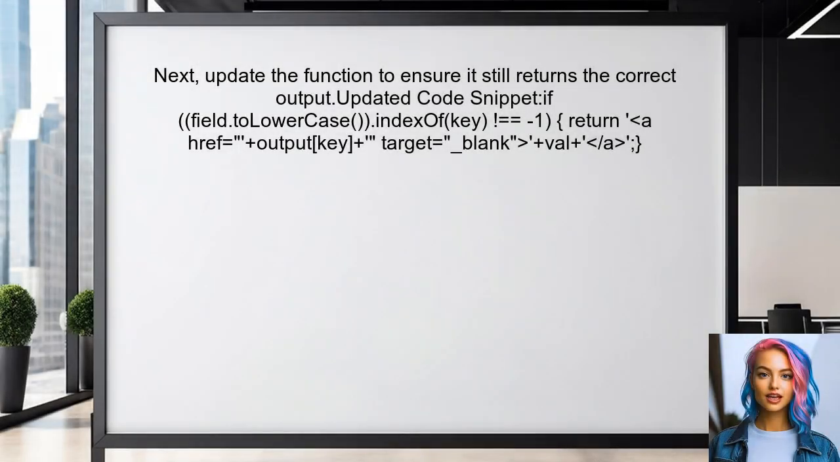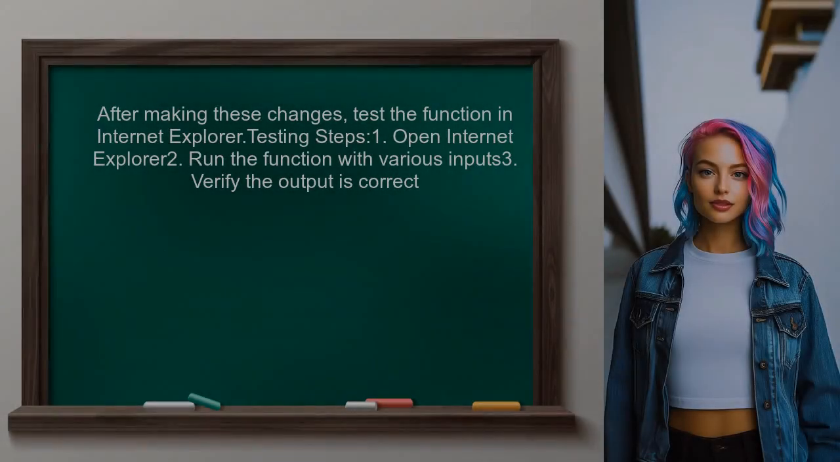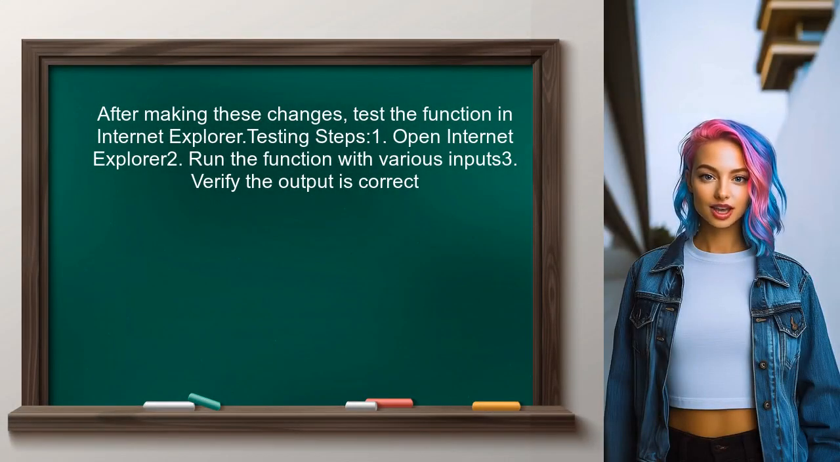Next, the user should update the function to ensure it still returns the correct output. The indexOf method will return the position of the substring, or -1, if it is not found. After making these changes, the user should test the function in Internet Explorer to confirm that it works as expected. This will ensure that the functionality is consistent across all browsers.